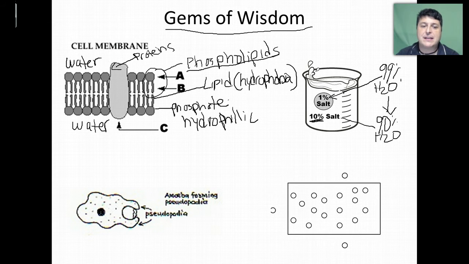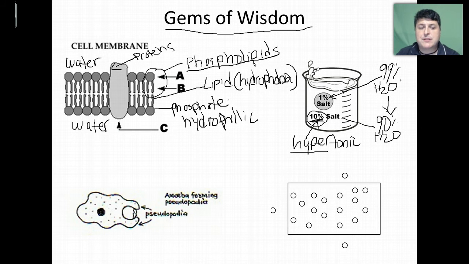Now, when you have a solution which has a high concentration of solute, in this case 10% versus 1% in the cell, this solution is referred to as hypertonic because it has lots of dissolved solute.